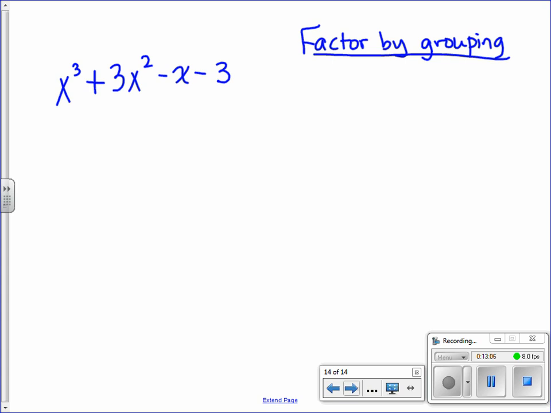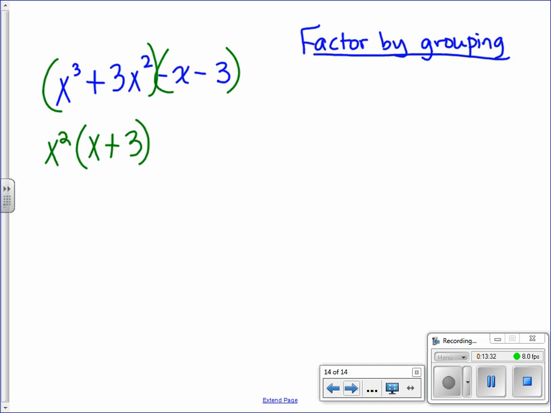I'm going to factor by grouping. I'm going to group those 4 terms together. Okay? This one, this one. What can I take out of the front group? x squared. And I'm left with x plus 3.